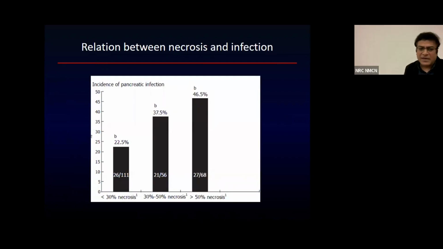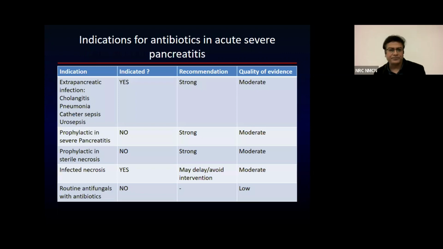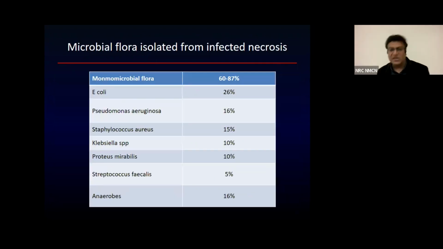This was a study which clearly showed that as the percentage of necrosis increases, the chances of infection also increase. So that's a uniformity in this. If it's a mild pancreatitis and no necrosis, then the chance of infection is highly unlikely. So when do you give antibiotics? When there is an extra pancreatic infection in the form of catheter sepsis, urosepsis, or cholangitis. Prophylactic not given, sterile necrosis not given. You give in infected necrosis usually after 7 to 10 days, and routine antifungals are not indicated.